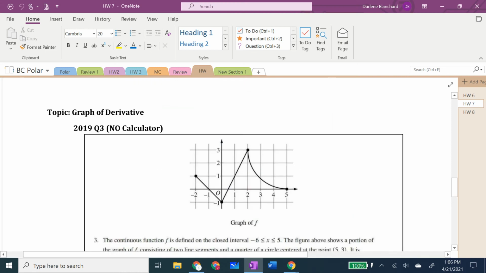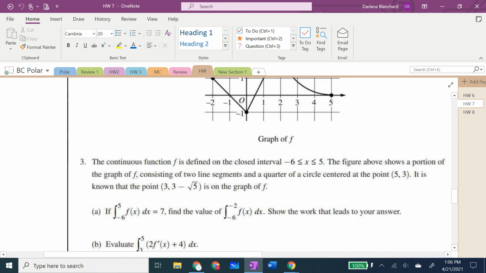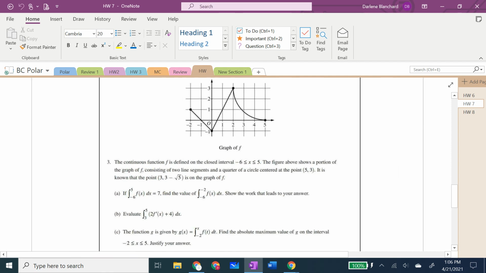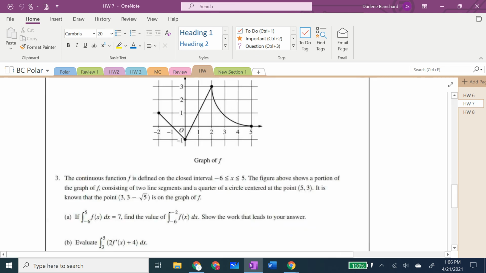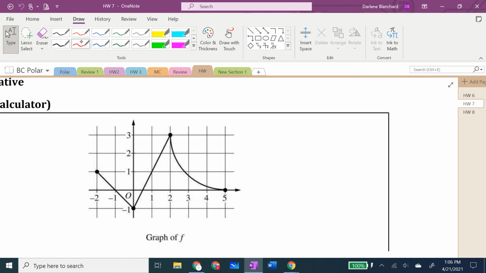We have 2019 question 3, no calculator, and the topic of graph of a derivative. Now, whether this problem needs to do the following or not, I want to remind you of a technique that often saves you in problems like this. This is the graph of f. Pretty much every time these show up, that graph is the derivative of somebody you're asked questions about.